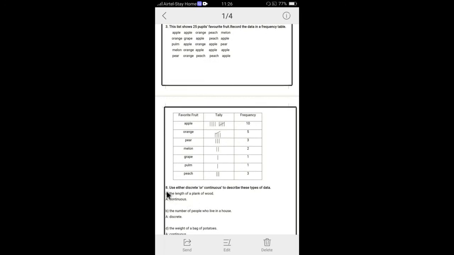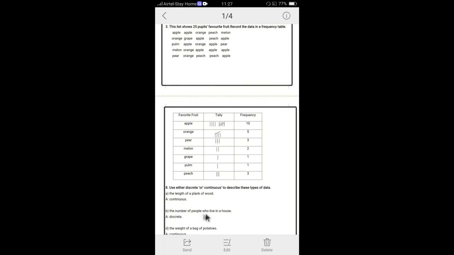Last, question number 8, please. Question number 8 says to use either discrete or continuous to describe these types of data. Discrete we use when we can count the items, but continuous is when we measure, not count. The length of a plank of wood: we can measure the length, that's why continuous.